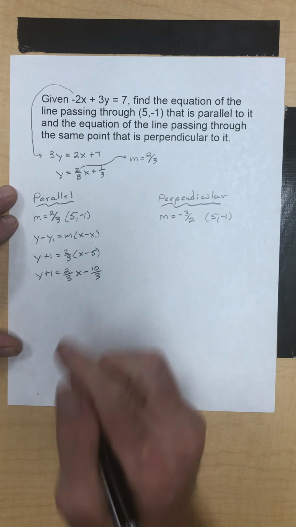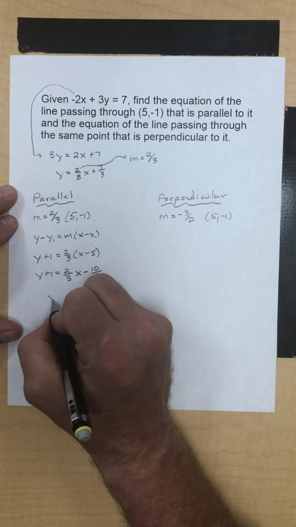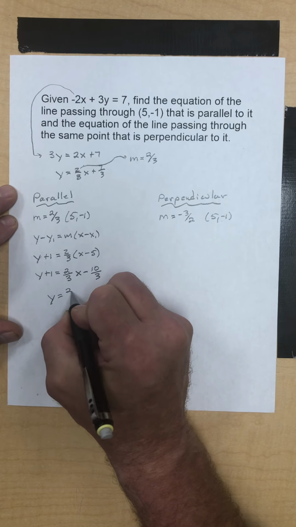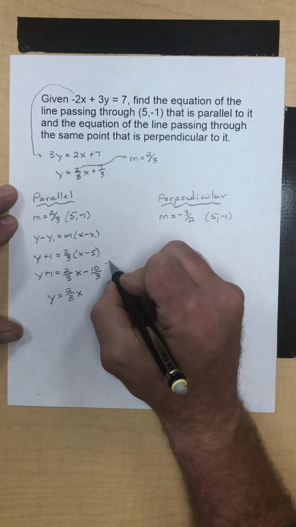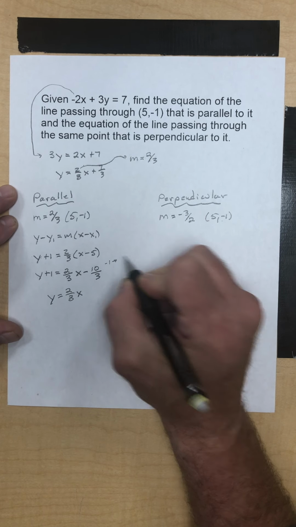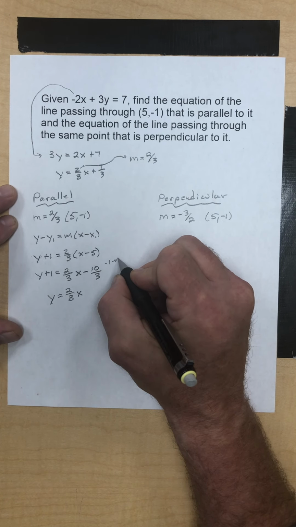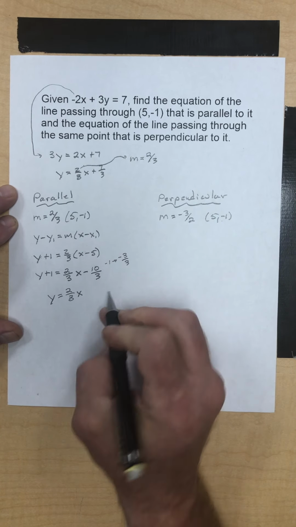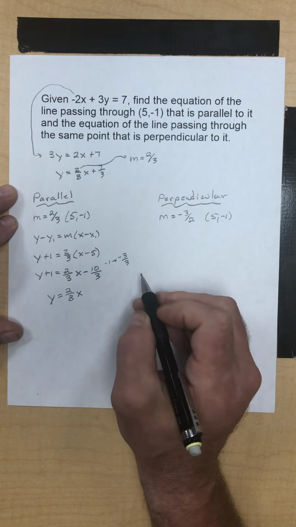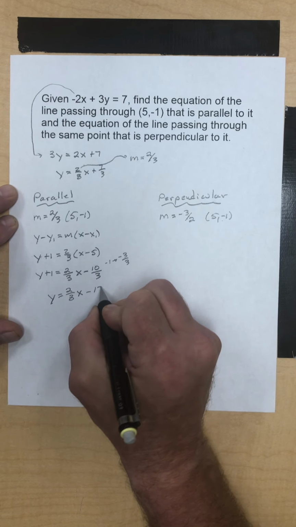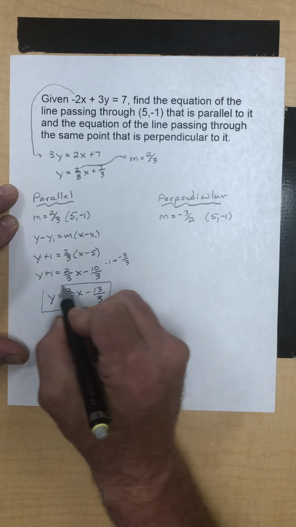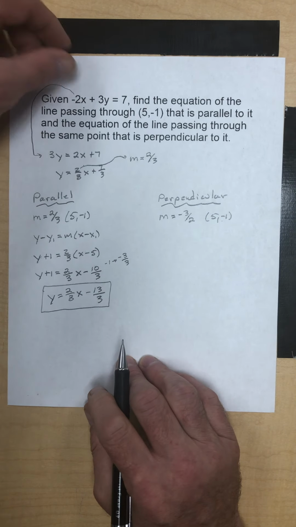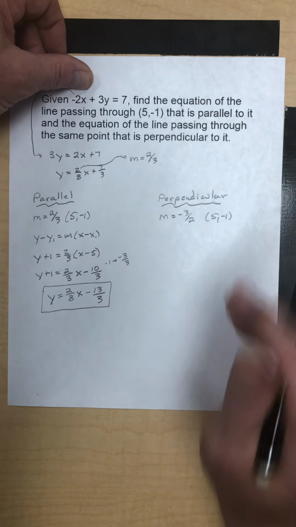Then subtract 1 from both sides. So we get y equals 2 thirds x, and I'd be subtracting 1, which is the same as subtracting 3 over 3. So negative 10 thirds minus 3 thirds gives me negative 13 thirds.